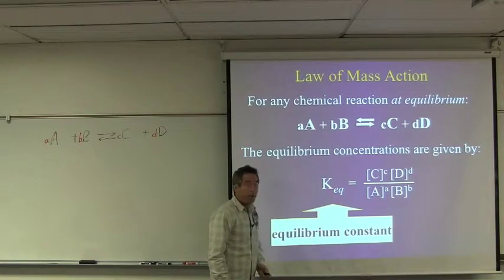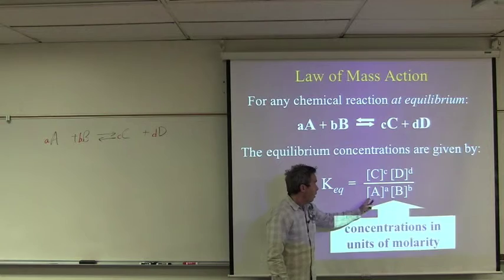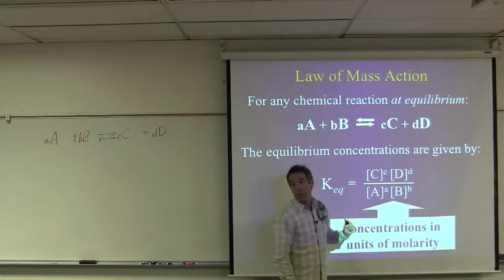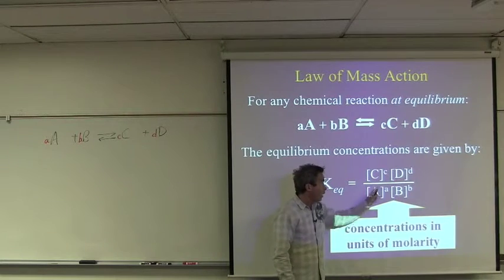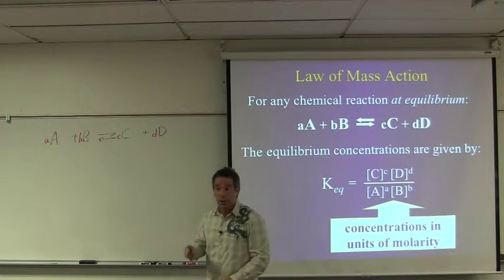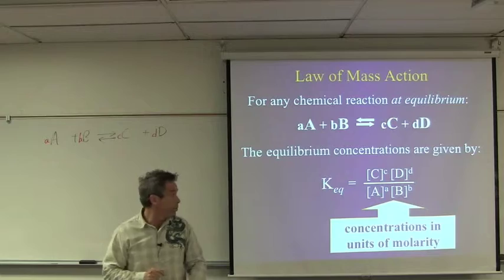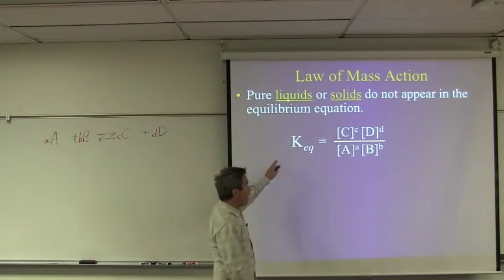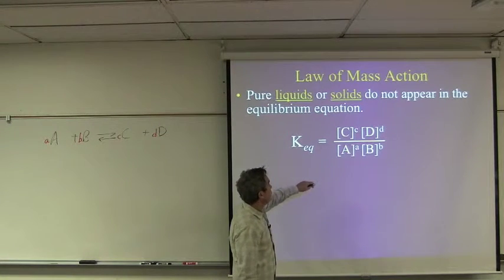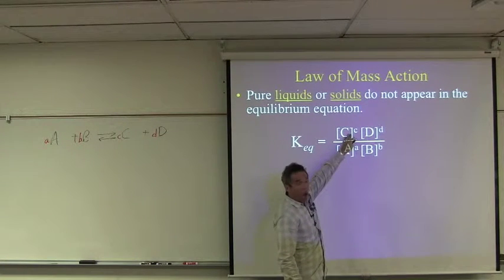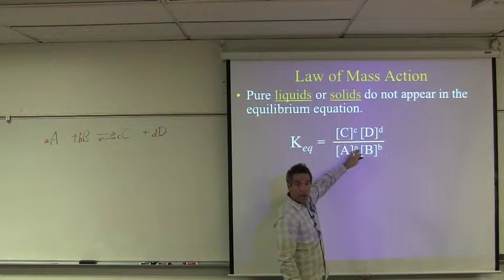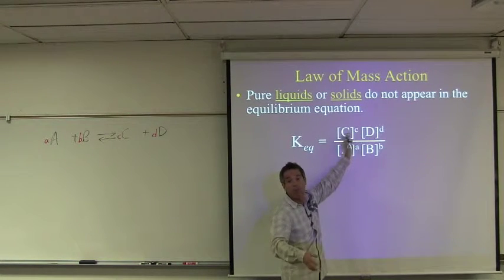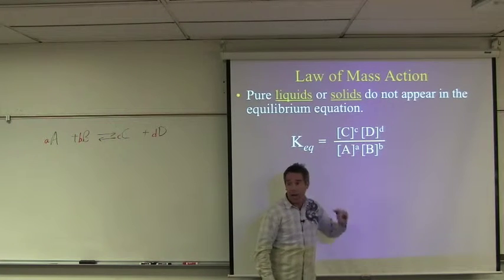This is called the equilibrium constant. These are the concentrations raised to their stoichiometric coefficient power. Those brackets mean concentration in units of molarity, moles per liter. When you write the law of mass action, you put products on top, reactants on bottom. However, here there's 2 products, 2 reactants. However many there are, put the products on top, reactants on bottom.